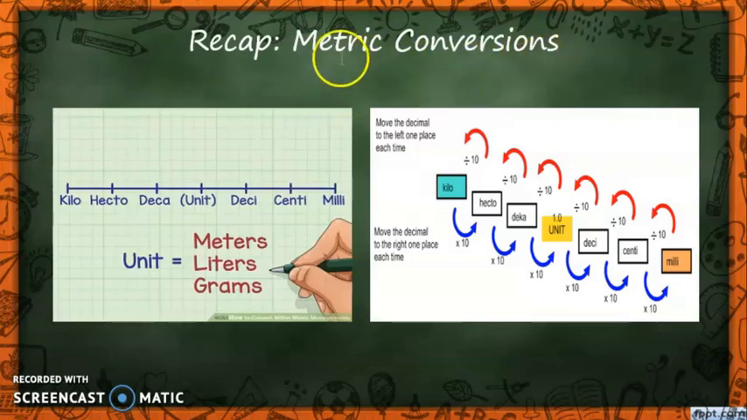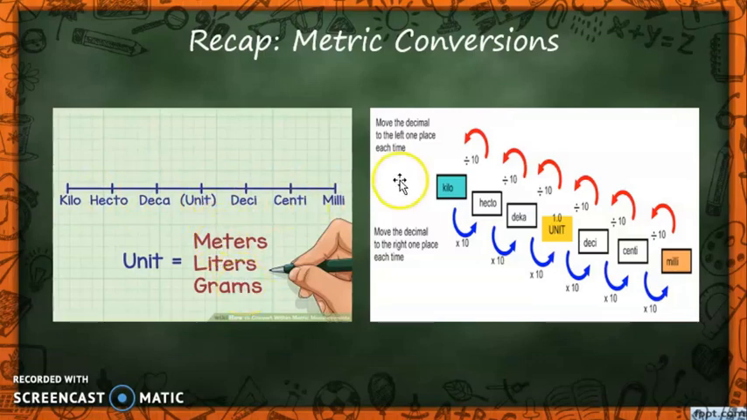Metric conversions. Alright? So before we can do any sort of square conversions, we have to remember our metric conversions. That is the foundation. As we know, the metric system ranges from milli to kilo. So we have milli, centi, deci, deca, hecto, kilo. And the unit is interchangeable, where we could use meters, liters, or grams.